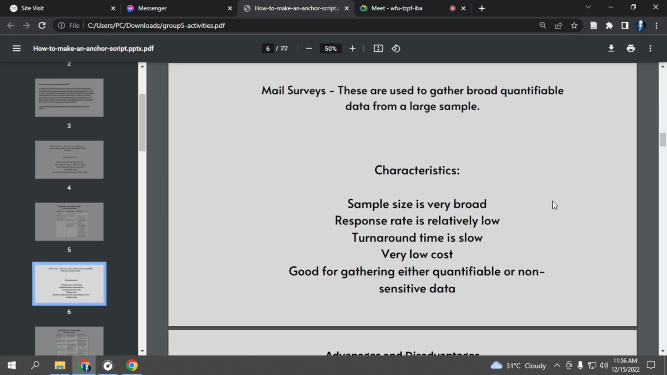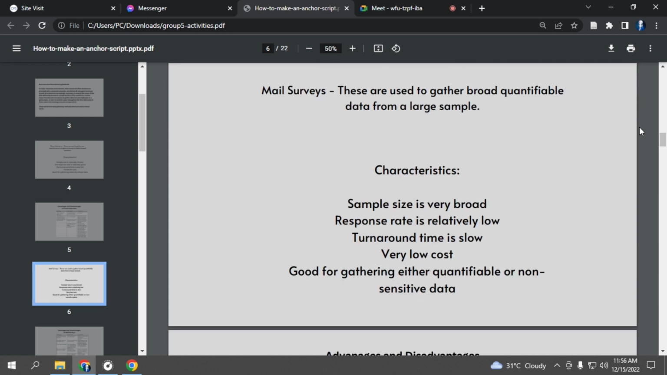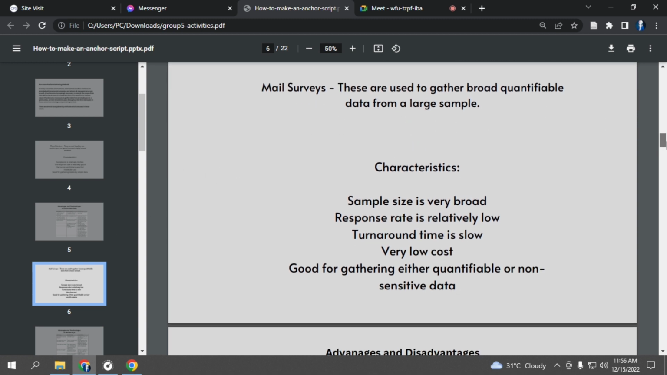Next one is mail surveys, which will be expounded by General Rizada. So, good morning, sir. Let's move on to the mail surveys. These are used to gather broad, quantifiable data from a large sample. Characteristics: sample size is very broad. Response rate is relatively low. Turnaround time is low. Very low cost. Good for gathering either quantifiable or non-sensitive data.